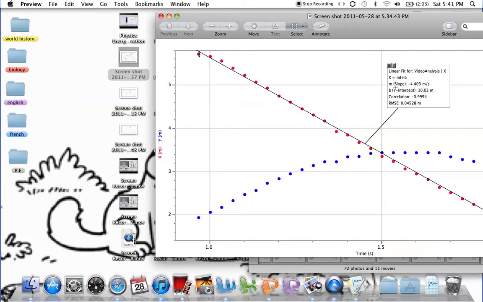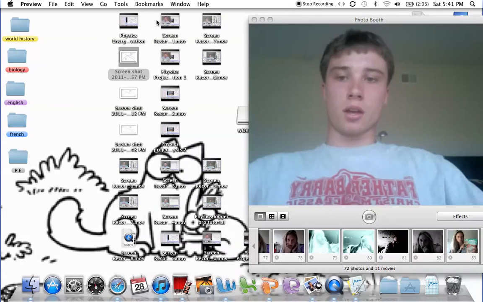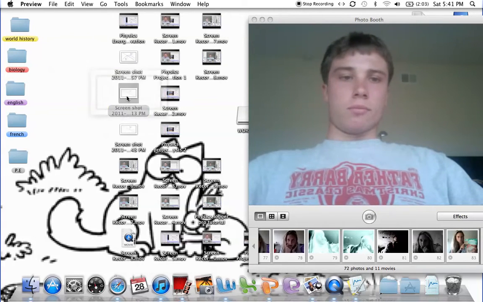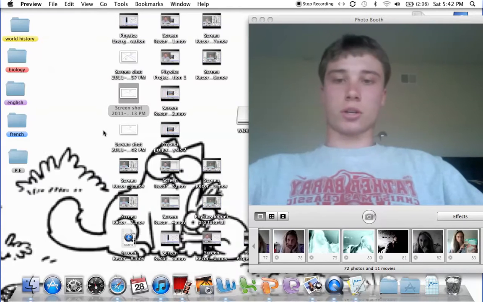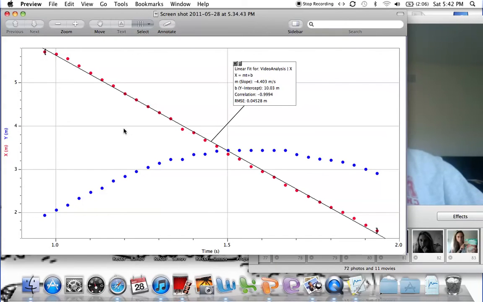And if we look at the slope of the x-coordinate, the linear fit here, our slope is negative 4.403 meters per second. So our average x velocity is negative 4.403 meters per second. Now let's look at shot 16, the intermediate angle. We assumed it's approximately 30 degrees. We look at the slope, and the slope is now negative 3.769 meters per second. So the average x velocity decreases when the angle increases.